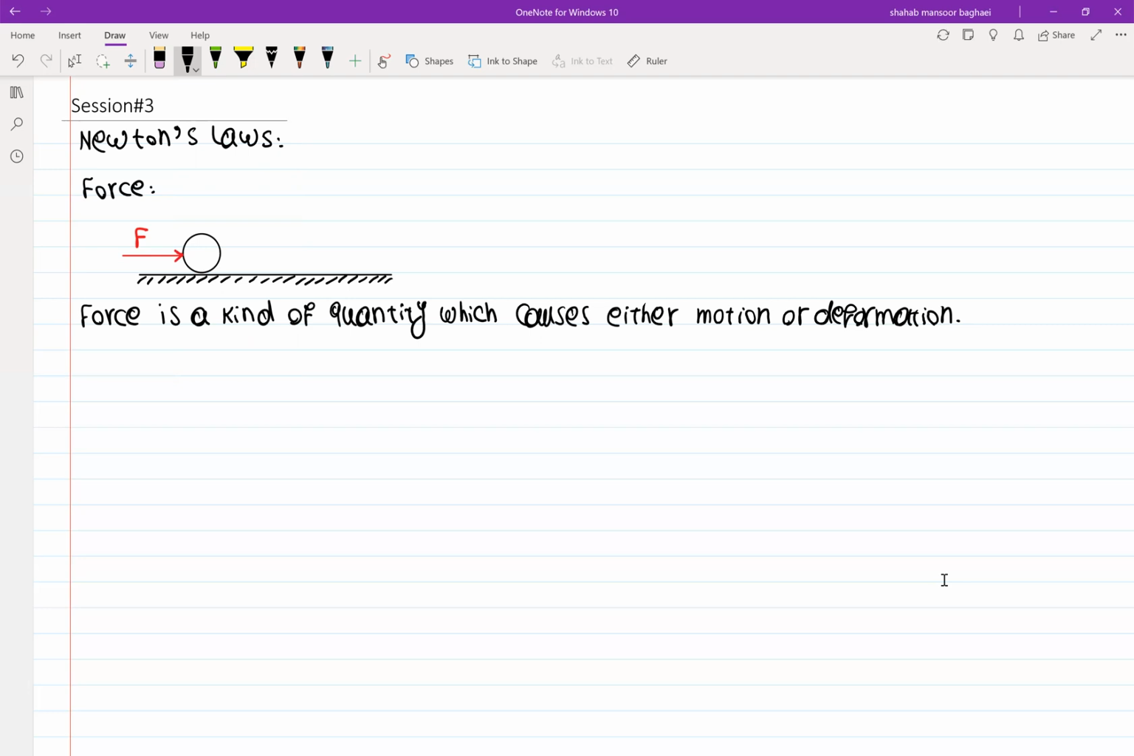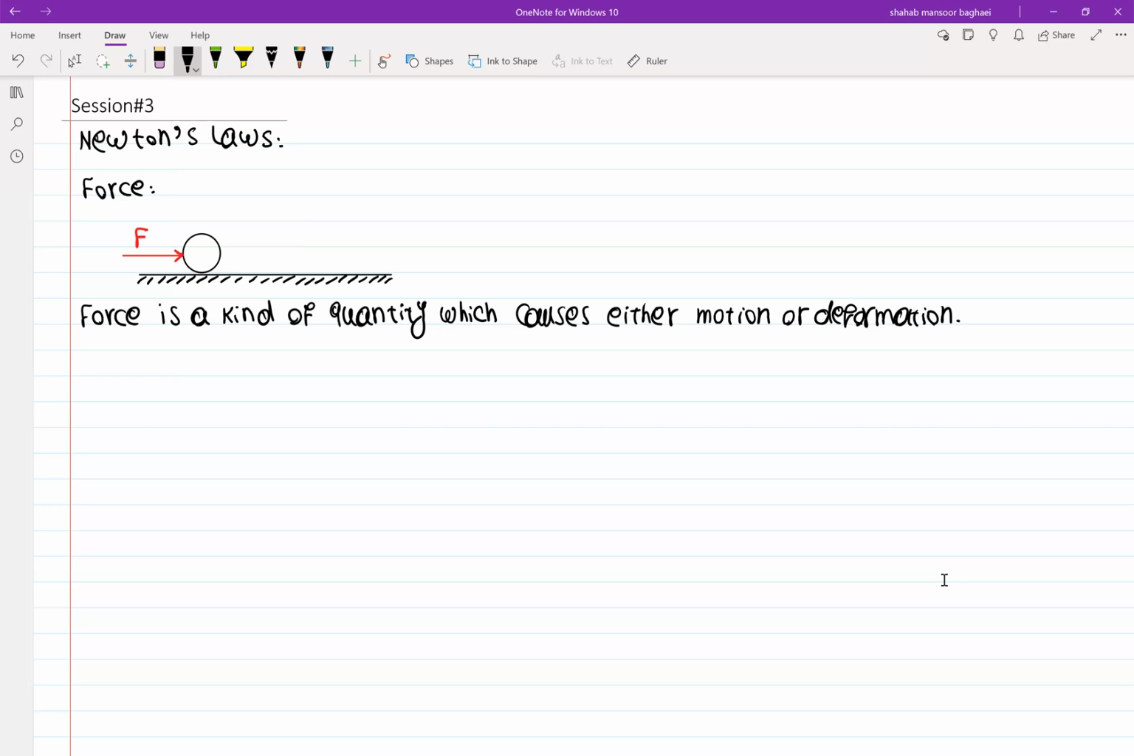So here, look at this quantity, I mean force. As I told you before, it has magnitude and it has direction. For example, to the right, like this figure, or maybe it's to the left, maybe it is up, maybe it is down. It should be given. Therefore, you need two items to show this quantity completely. The first one is magnitude and the second one is direction. Therefore, it is a vector.